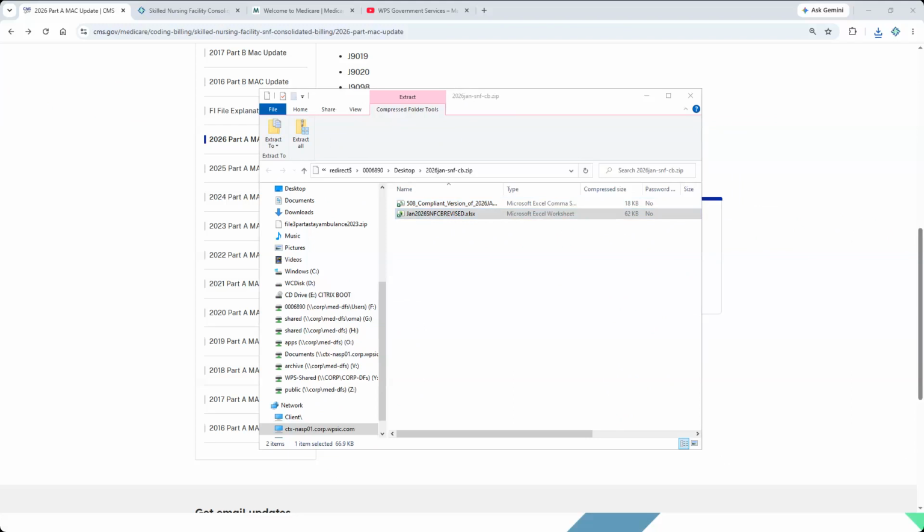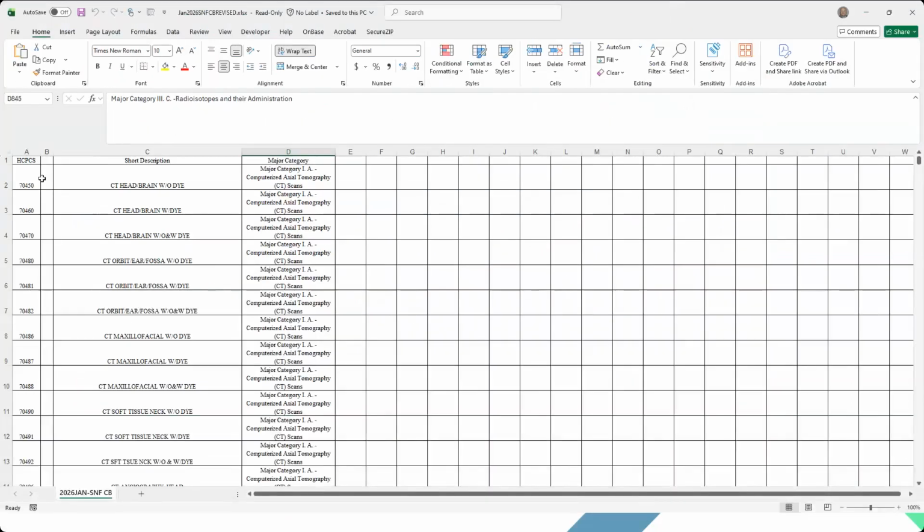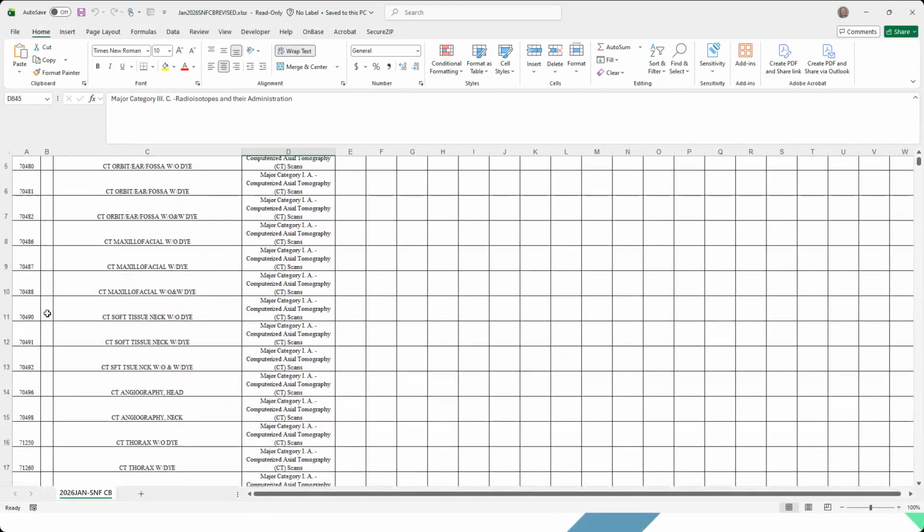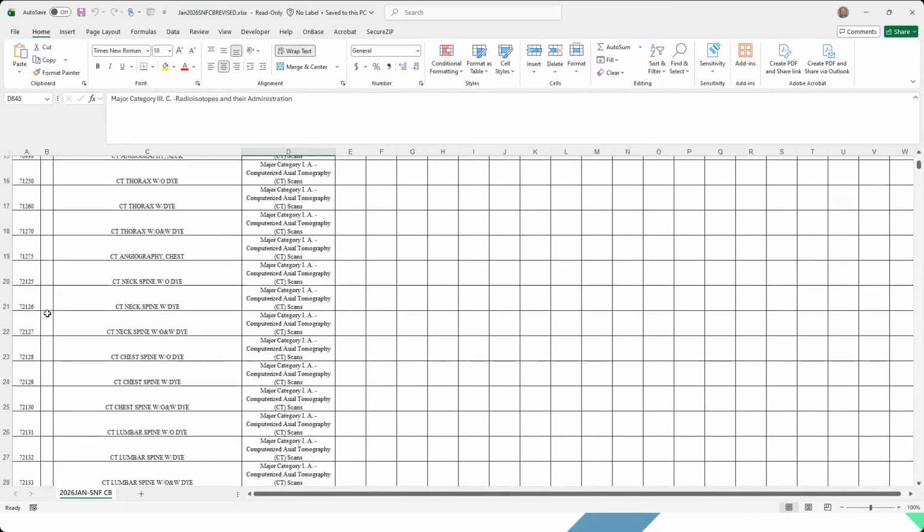Okay, here we go. So you can see here's the procedure codes. Here's a short description and the major categories. Remember, if you don't know what this major category is and what the caveats are that go with each major category, that's where you need to go back to the CMS website and read the general explanations. But you can look up any procedure code on here and you can find just about anything you want.